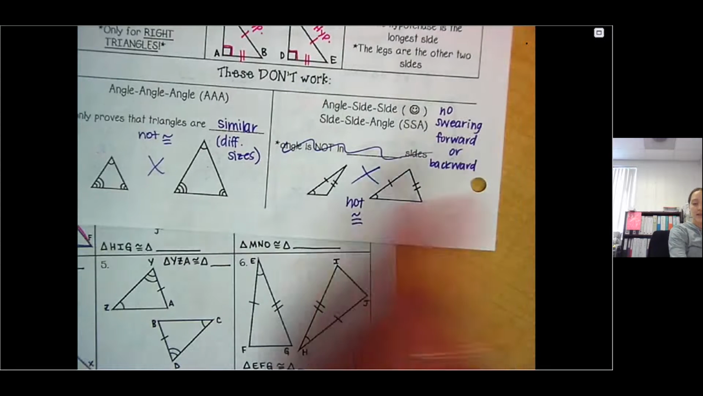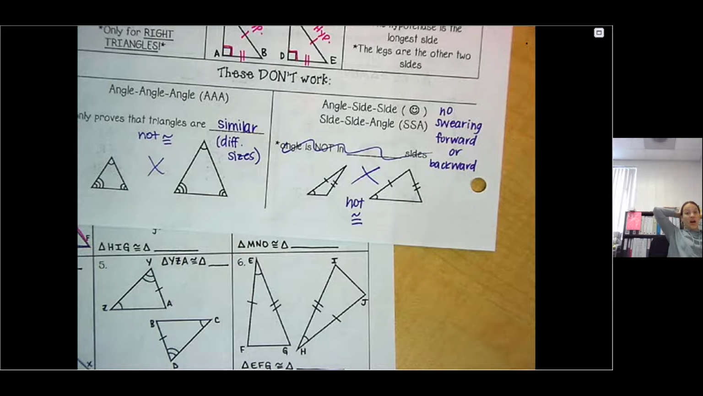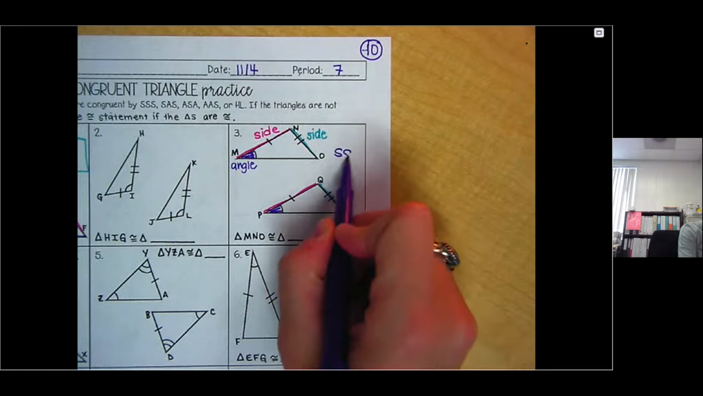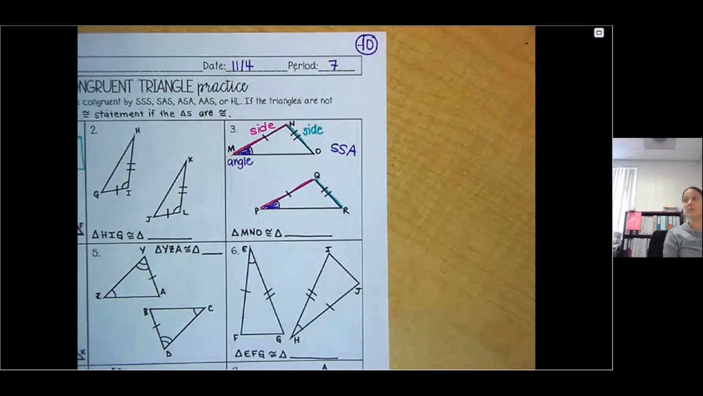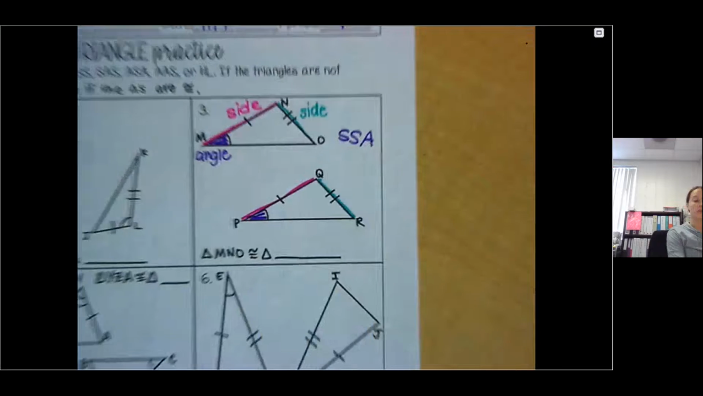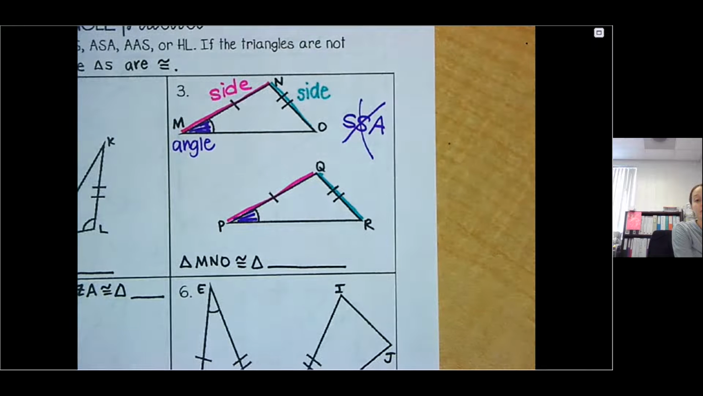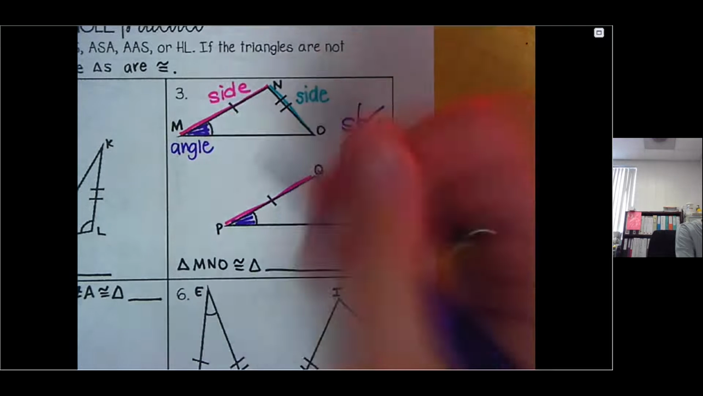It looks like the one that you're not allowed to use. So this one is that one that's not the right one, right? This is the bad word one. I'm gonna put it like this though. SSA. That's not a real theorem. That doesn't prove that triangles are congruent. So are these triangles congruent? No. No, your answer is just not congruent.